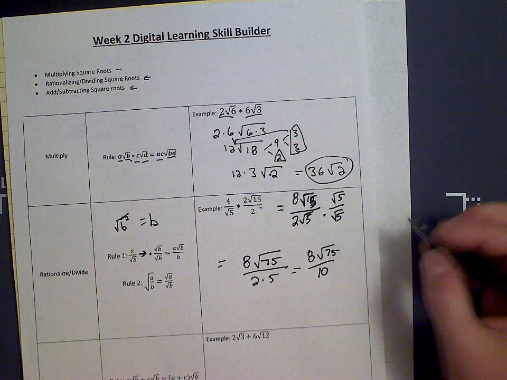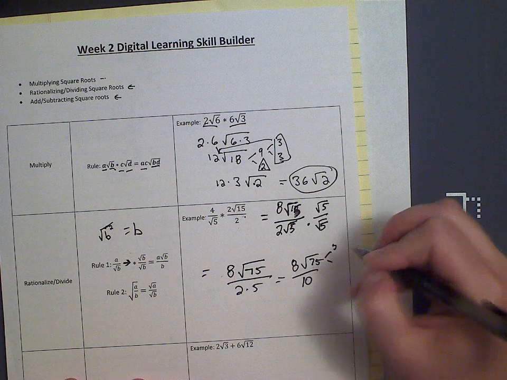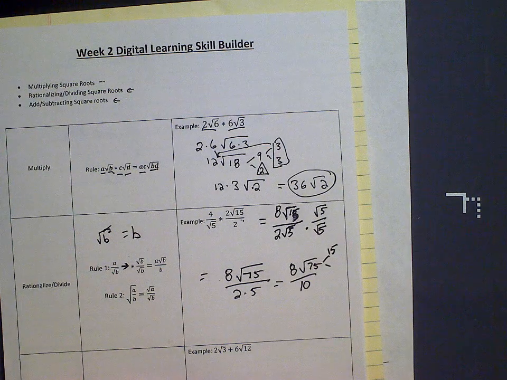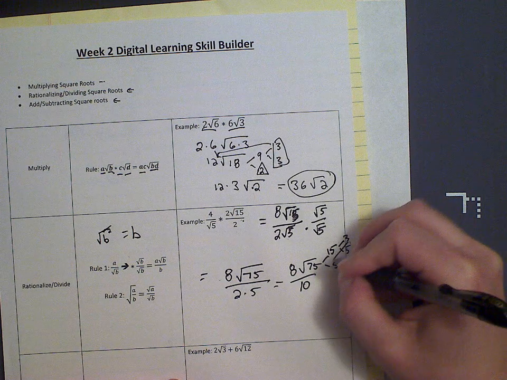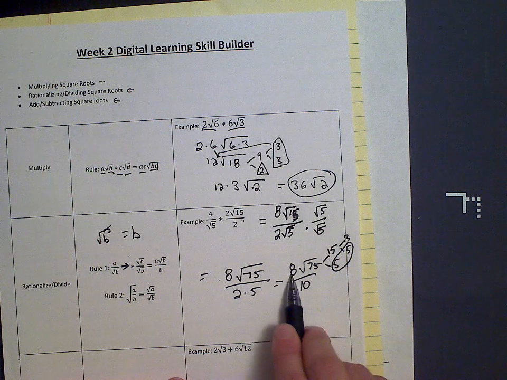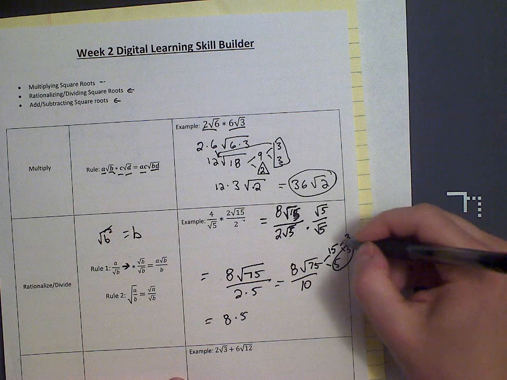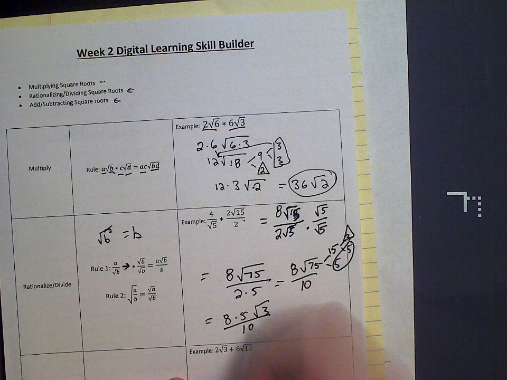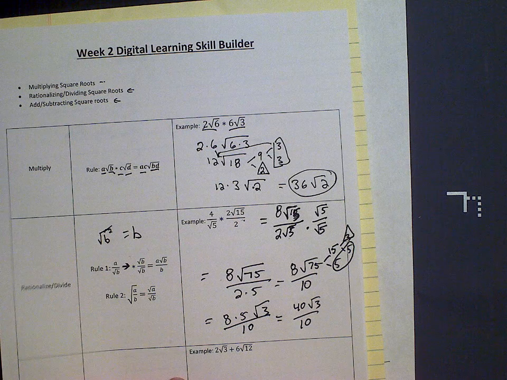And then let's try to break down the square root of 75. We can make it 15 times 5, and 15 is 3 times 5, so you can take out a pair of 5s. That's going to multiply with the 8. So you're going to have 8 times 5, and then the square root of 3 stays inside the square root, over 10, which is 40 square root of 3 over 10.